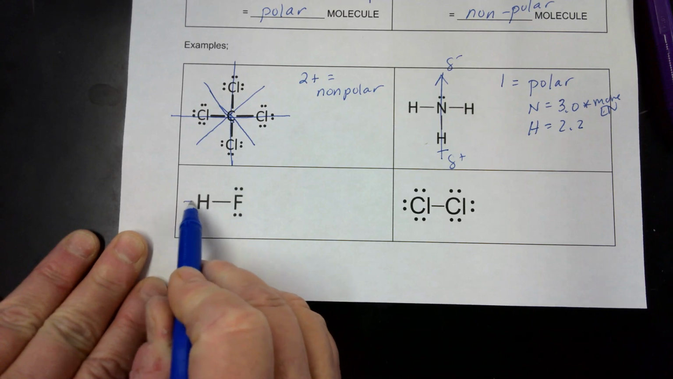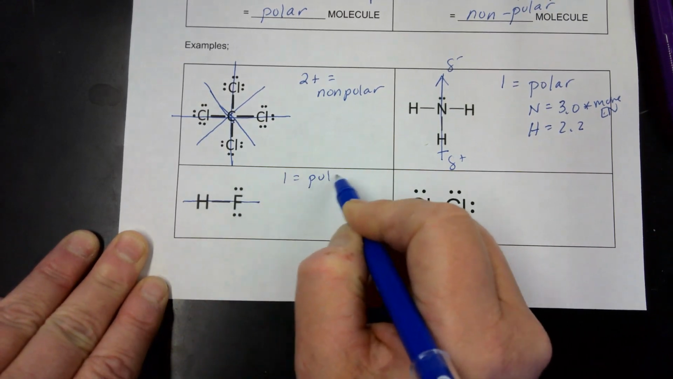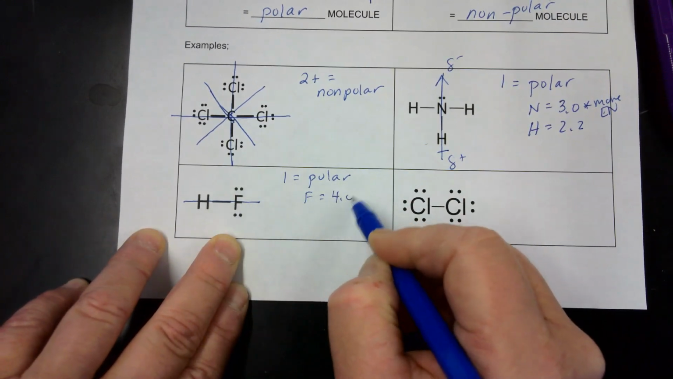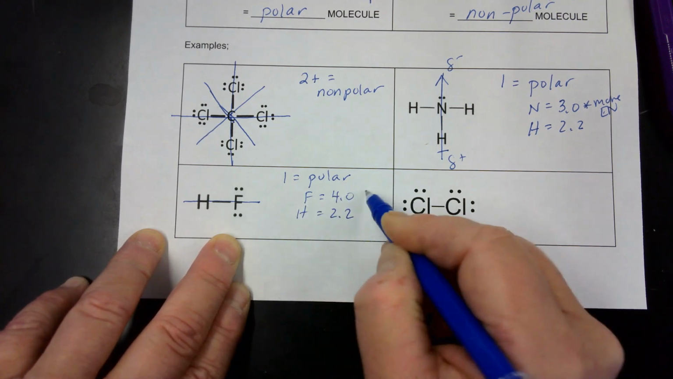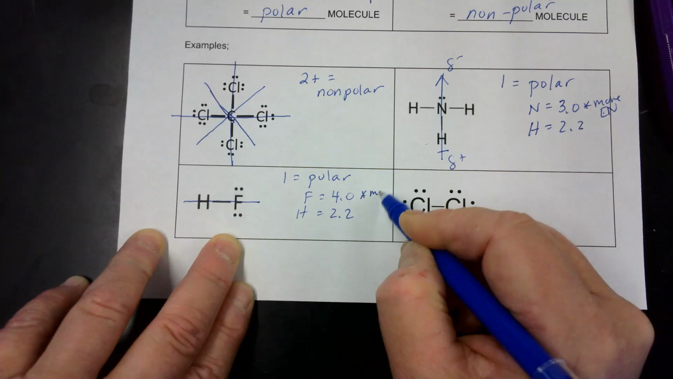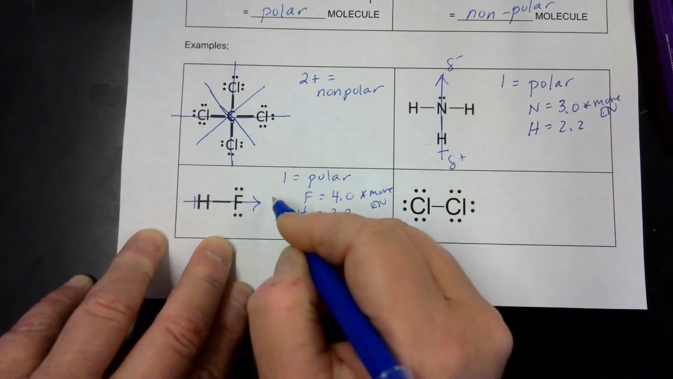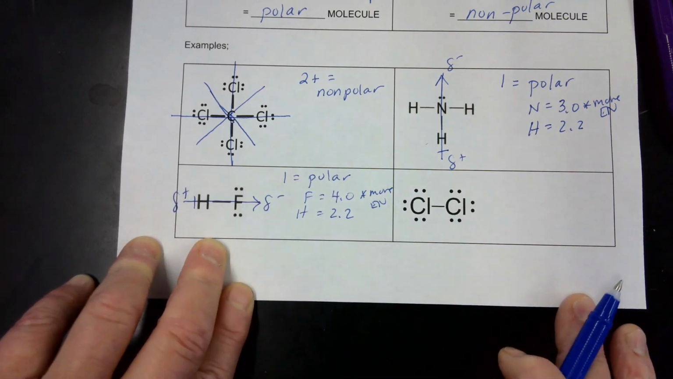HF, there is only one line of symmetry and it is here. So one line of symmetry, this is polar, which means I have to show my dipole moment. Fluorine has an electronegativity value of 4.0, hydrogen is 2.2, right? So 4.0 is the more electronegative end. So that's where I'm going to point my dipole moment. That is my slightly negative end, and the opposite end is my slightly positive end.